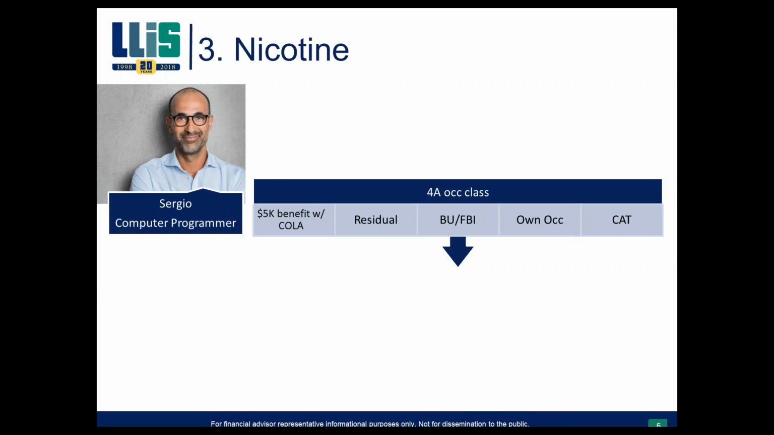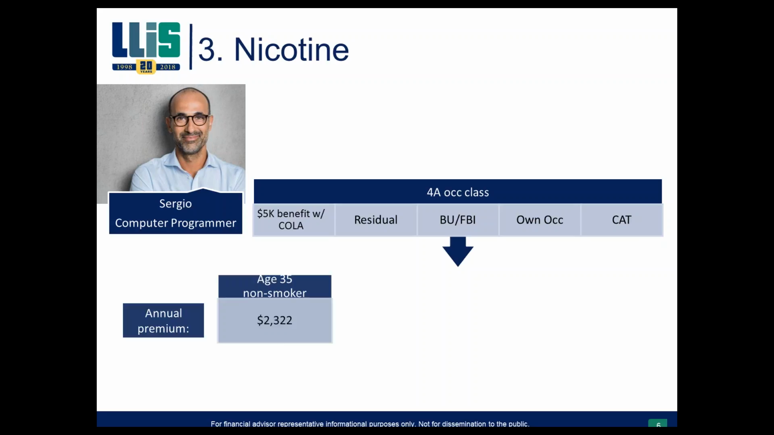So this is Sergio. He's a computer programmer, and this is a little case study so that you could see the difference between a smoker and a non-smoker. This has a $5,000 benefit with a bunch of riders, COLA, residual, and we're going to talk about those later on in the presentation. But this is merely to show you the impact of a smoker versus a non-smoker.